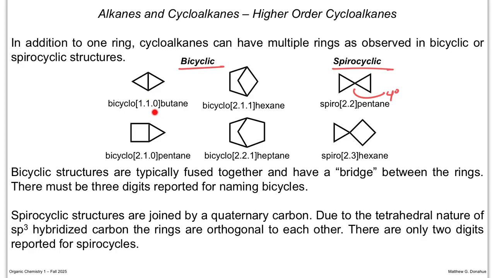But let's see if we can make sense of the nomenclature. So bicyclic compounds always start with bicyclo. The parent is the total number of carbons. But what do you think this stuff in the square brackets means?